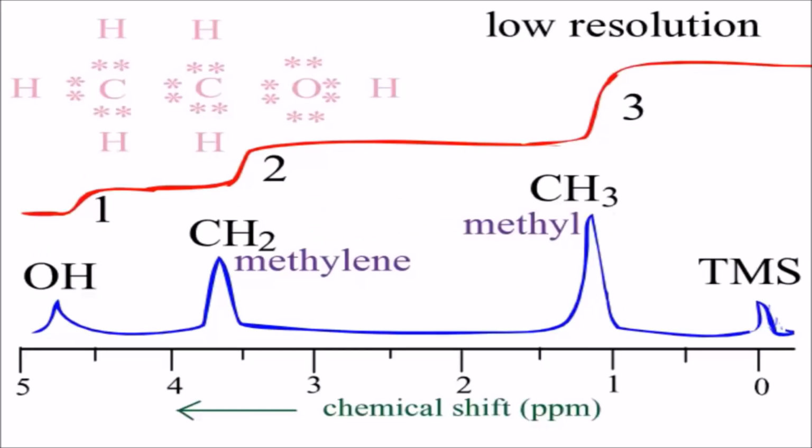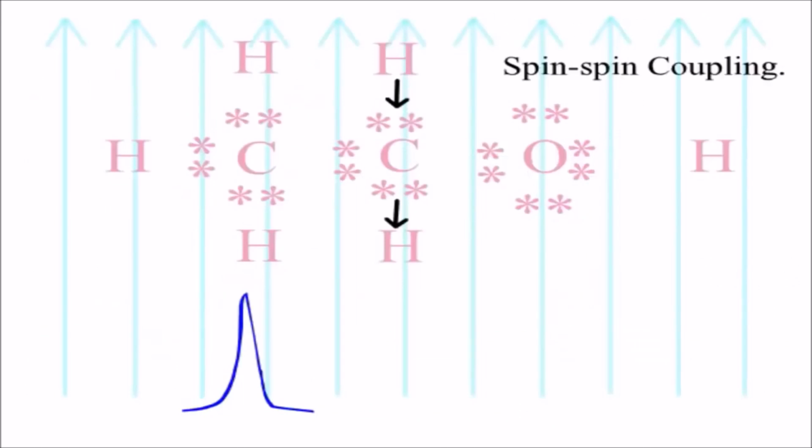Now we can take a look at high resolution NMR spectroscopy, which includes so-called spin-spin coupling. This results because of interactions between the magnetic moments of adjacent protons. Let's see how this works. We'll begin by taking a look at the peak produced by the methyl protons there on the left.